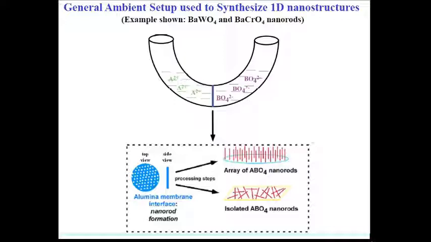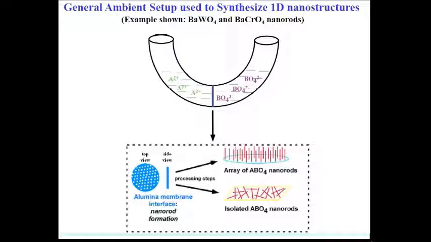I allow these aqueous solutions to interact within the pores of my aluminum membrane. The actual pore channels, the membrane channels of my alumina template membrane, are the reaction vessels whereby the actual wires can form. And so what this means is that after I process my aluminum membrane, I can either generate an array of these particular oxide rods or isolated oxide rods.